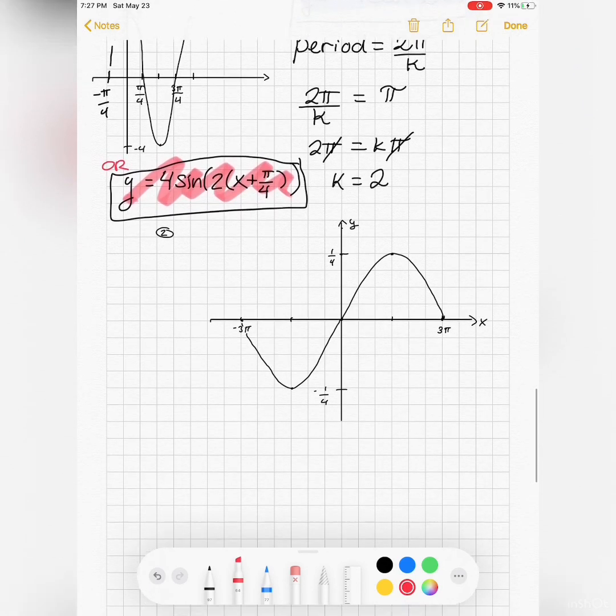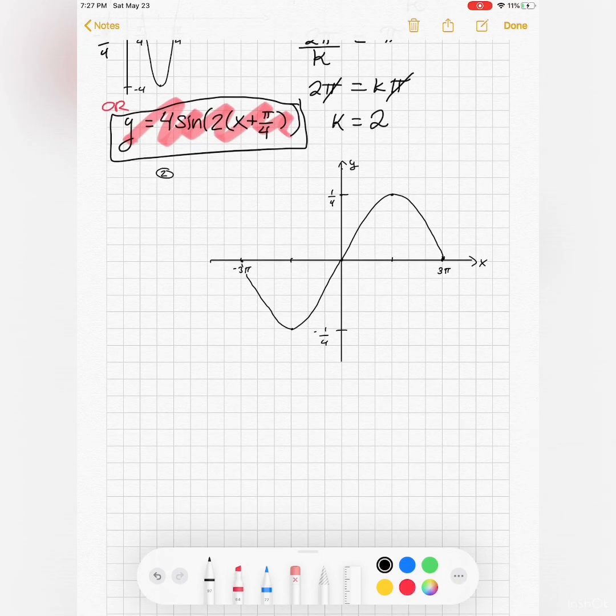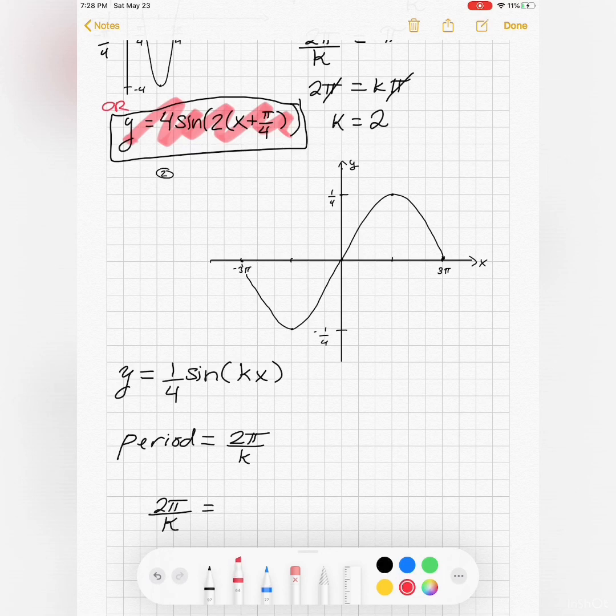Okay, let me try this next graph. Okay, so to me, looking at this one, I see the graph goes through the origin. So my first thought is to write a sine. Okay, now I can see the amplitude is 1/4. So let me solve for k. And I can do that by using the fact that the period is equal to 2 pi over k. Okay, so what is the period? Period of this one is 6 pi.